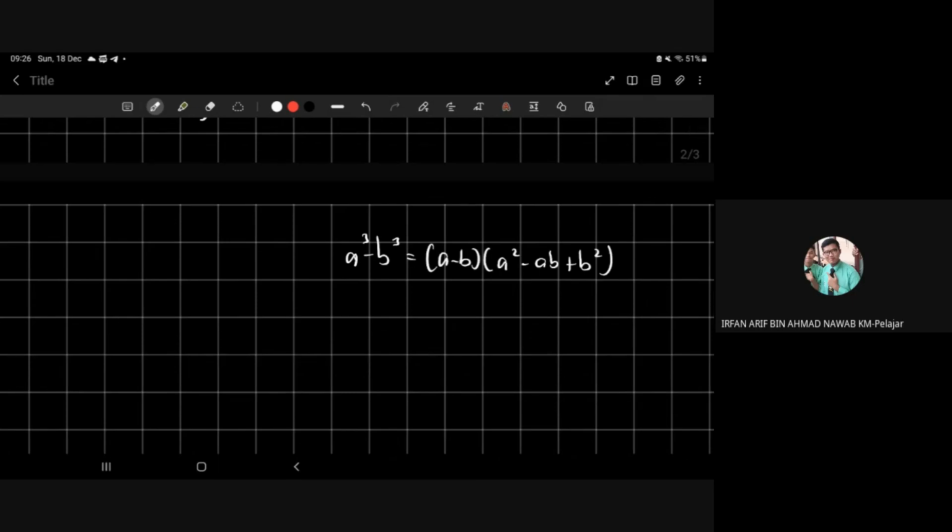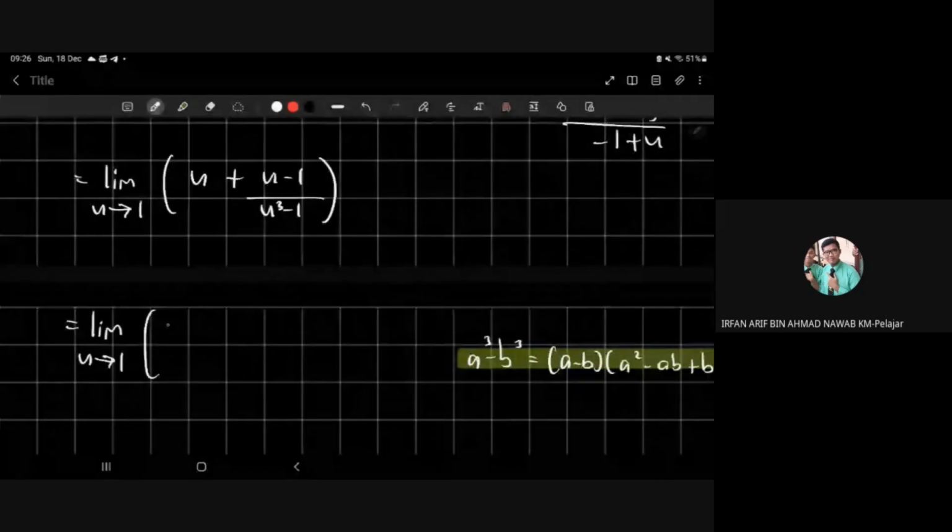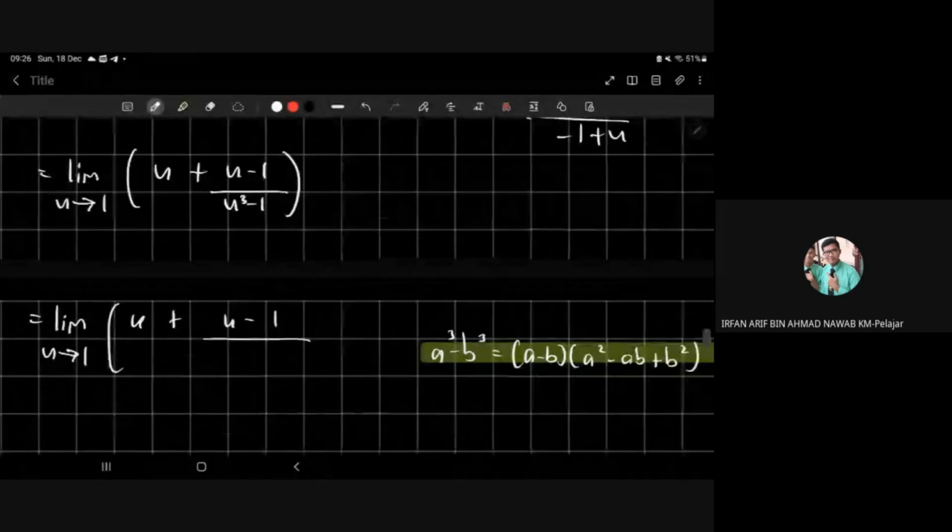Factoring. Yes, correct. So here is the formula that we'll be using to factor out our u cubed minus 1. So from here, limit as u approaches 1, u cubed minus 1 over u minus 1. By comparing it, u is a while 1 is b, where 1 is equivalent to 1 to the power 3. Therefore, by applying the formula that I highlighted, it should be u minus 1, u square plus u plus 1.